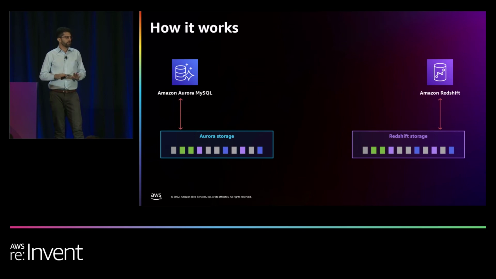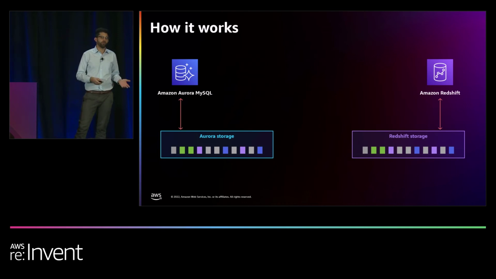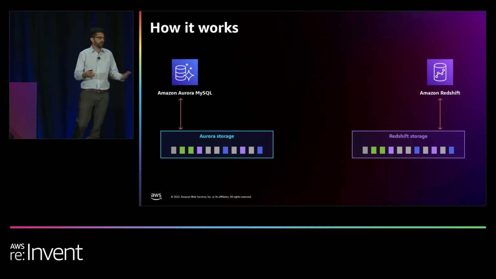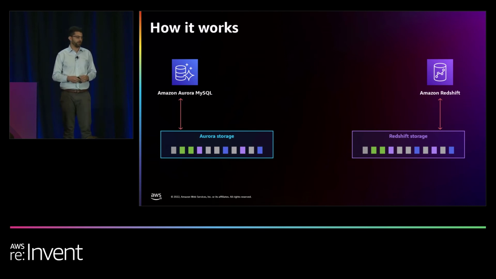So we've talked a lot about what happens and the benefits of the Aurora zero ETL integration to Redshift. But now let's talk about how this all works. When you click that Create Zero ETL Integration button, what happens behind the scenes? For the purposes of the rest of this section, we're going to be focused on Aurora MySQL, just as an example. But we are working to support Aurora Postgres as well here.